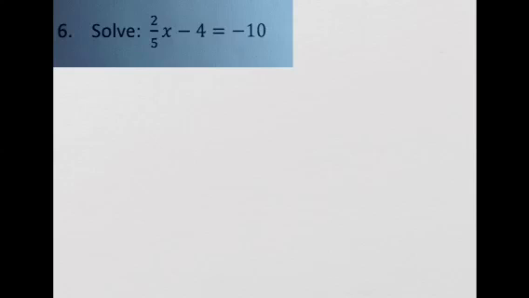Alright, number 6. Again, our goal is to isolate the x, leave it by itself. So the first thing we do is add 4 to both sides. That gives me 0 there. 2/5 x equals negative 10 plus 4, that's negative 6.